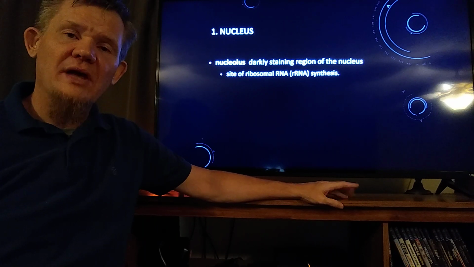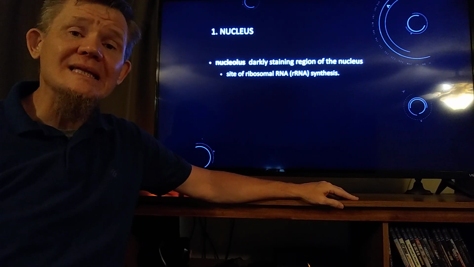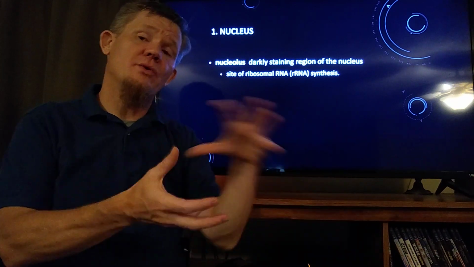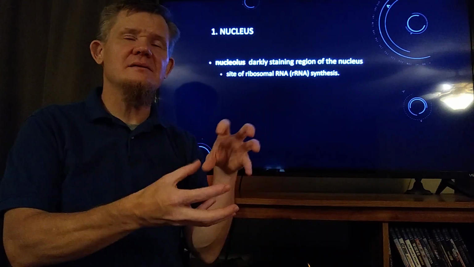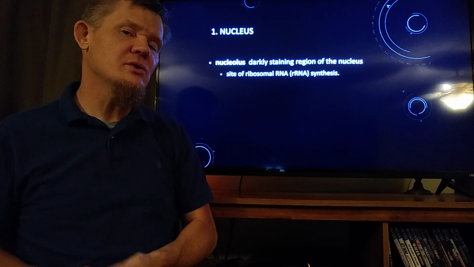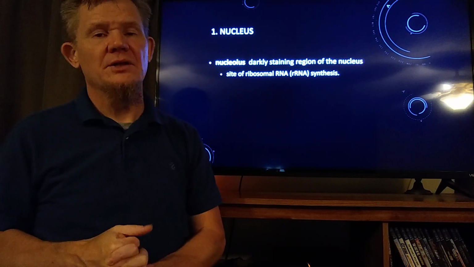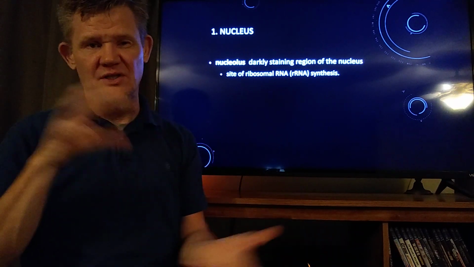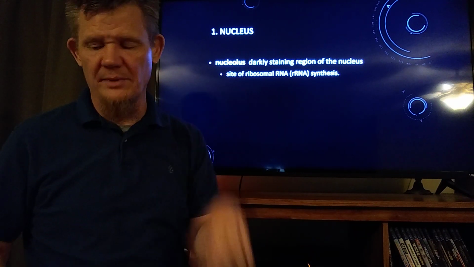One last structure that we have within the nucleus is called the nucleolus. The nucleolus does not have a wrapper of its own around it. It's just a darkly staining region of the nucleus where ribosomes are assembled. The nucleolus is a darkly staining region of the nucleus where ribosomes are put together. We talked a little bit about ribosomes. We'll talk more about them in a few minutes.